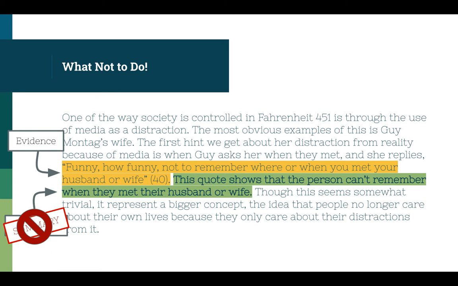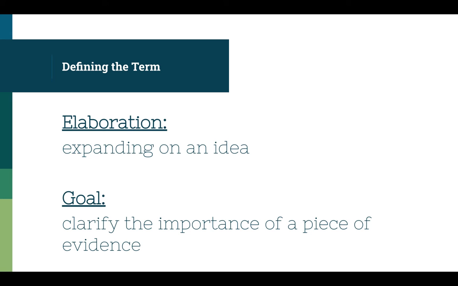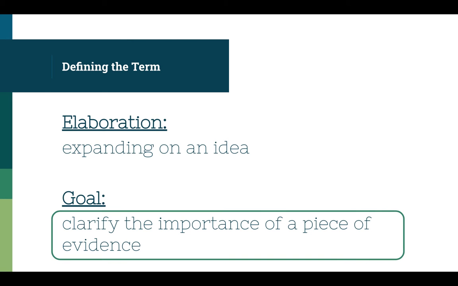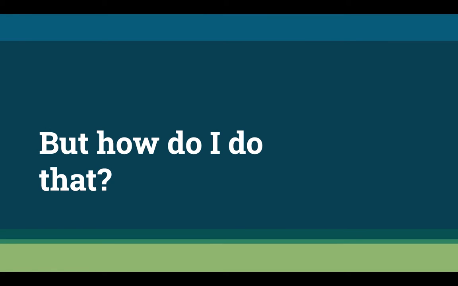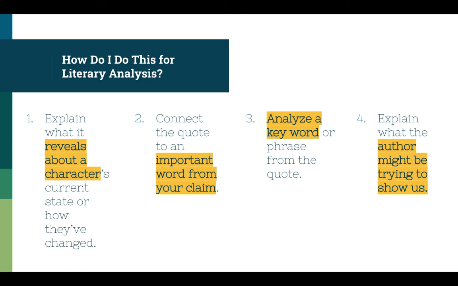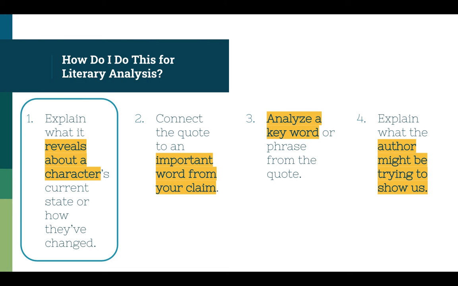We don't want our elaboration to simply and only be explaining what happened in the quote. We want to be showing why the quote's important. So again, our goal is to clarify the importance of a piece of evidence. You might be asking yourself how you do that. Here are 4 potential ways, and we're going to go through them one at a time.